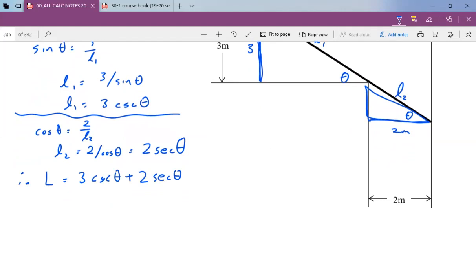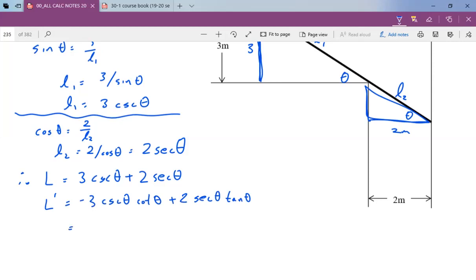And so we take L prime. So the derivative of cosecant is negative cosecant cotangent. So we end up with negative 3 cosecant theta cotangent theta. The derivative of secant is secant tangent. So therefore 2 secant theta gives 2 secant theta tan theta.